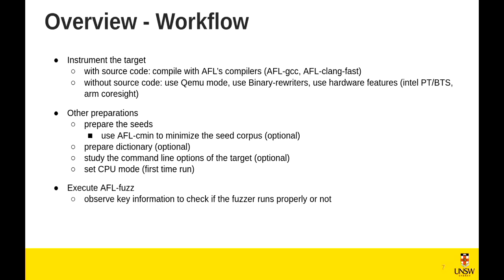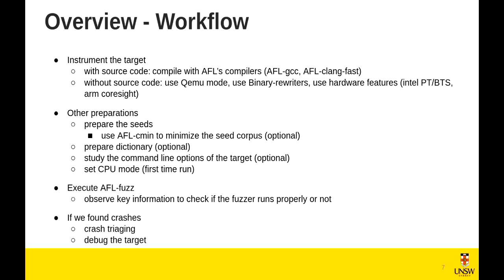So after we have done the instrumentation and preparation, we can just run AFL fuzz to actually start the fuzzing process, and we can observe key information from the UI it provides to check if we have run it properly or not. So what's your question? Corpus is like a collection of seeds. It's a set of seeds. It's like a seed pool or seed queue, things like that.